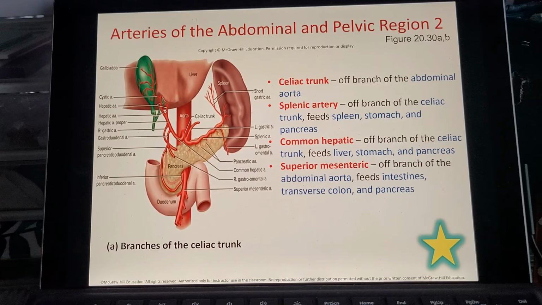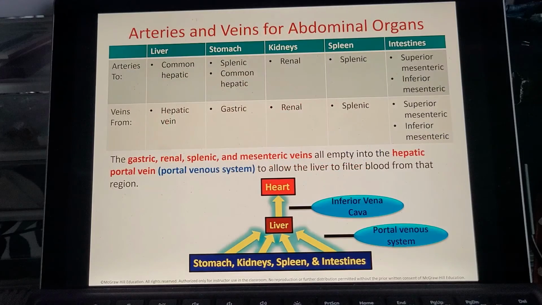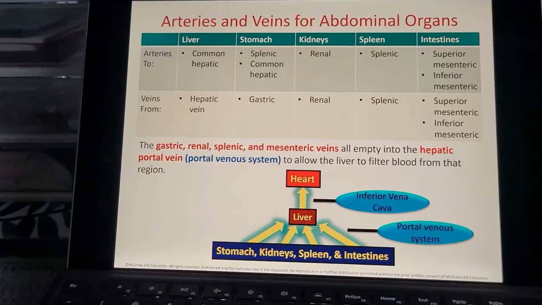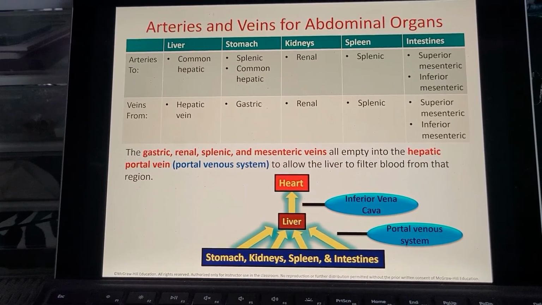Okay, so the last one for your study guide, know the arteries and veins involved in the blood supply to the stomach, liver, kidneys, spleen, and intestines. So, of course, I made a table for that. I just got to find the table. There it is. There's your table. Sorry, it's kind of messy.